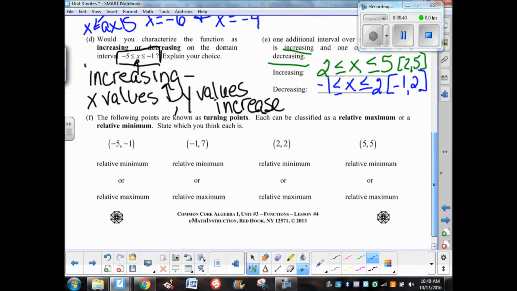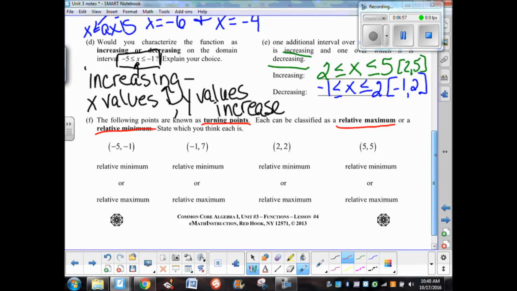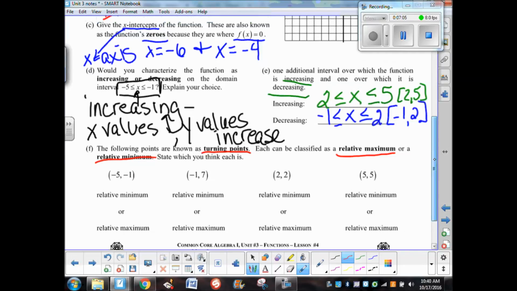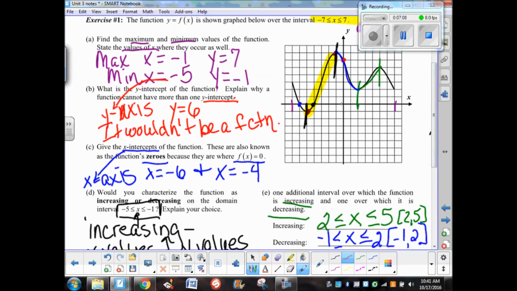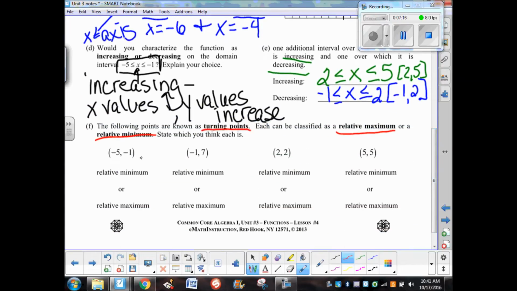Okay, and then let's look at part F. It says the following points are known as turning points. That's pretty descriptive. It's a point where the graph turns. Each can be classified as a relative max or a relative min. So if I look at -5, -1, right there, is that a minimum point or a maximum point? That is definitely a relative min.